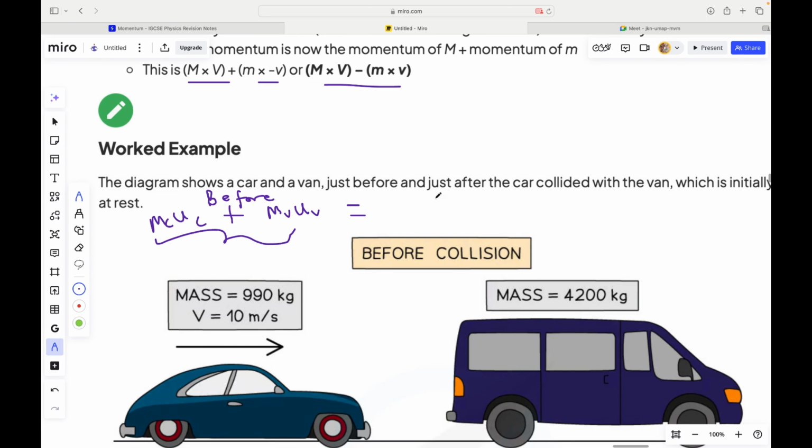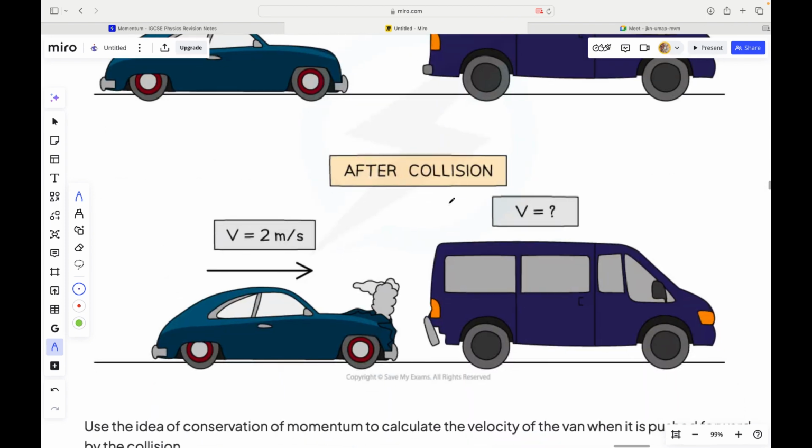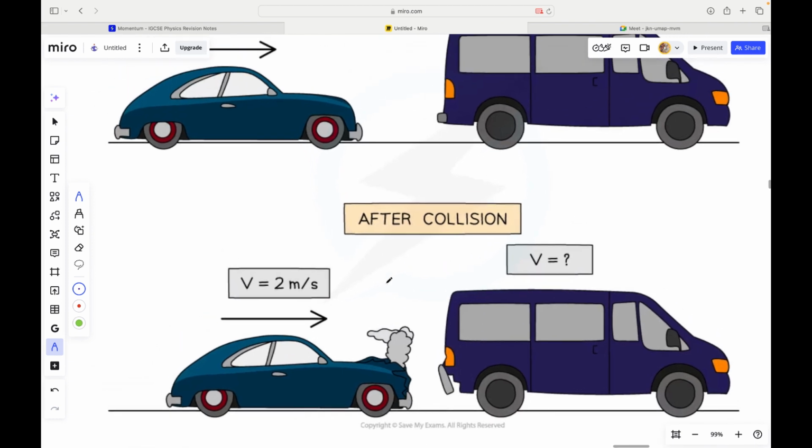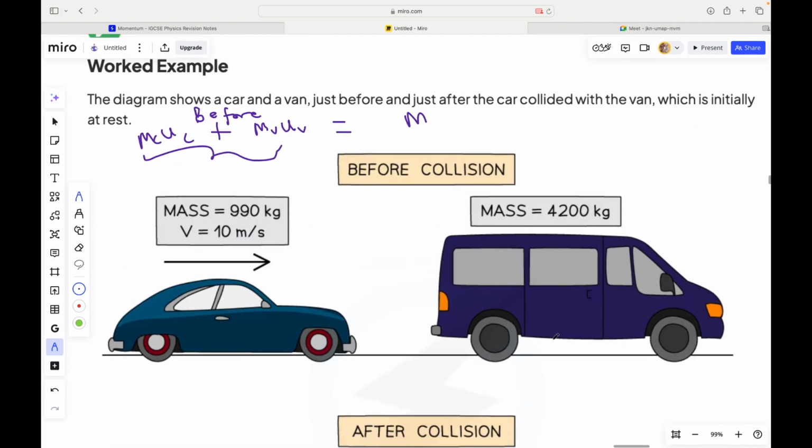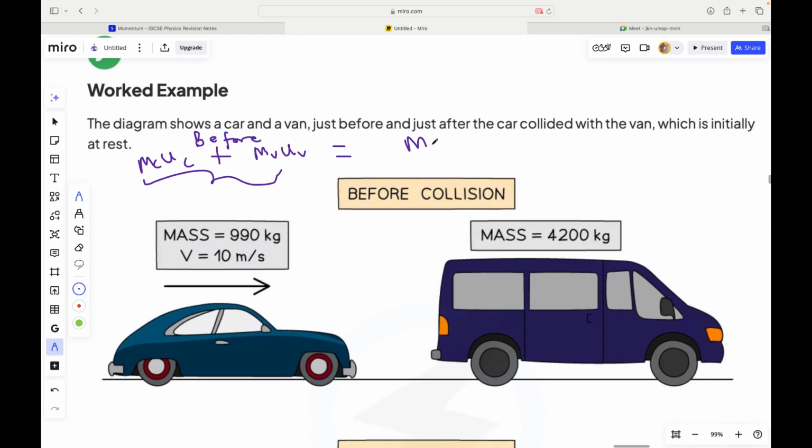This is after collision. After the collision, the car, because of its speed, was still going forward. Most likely the van is also going forward. So we say m car v car, plus m van v van. We use v because after collision we use v. So this is the formula for this one.